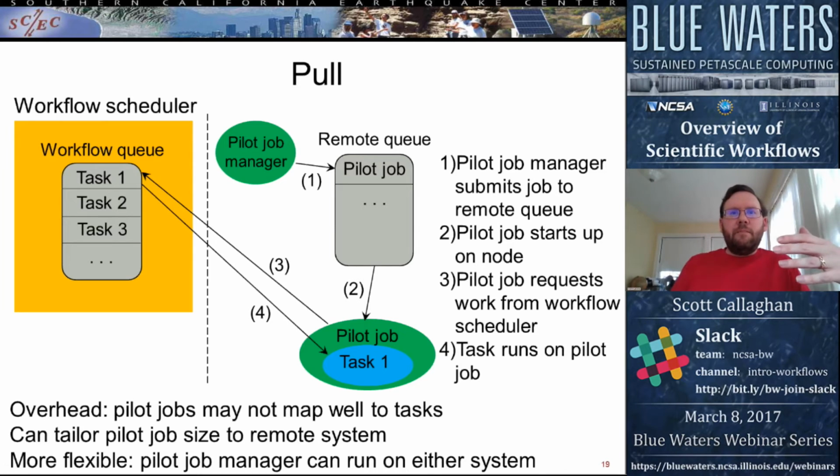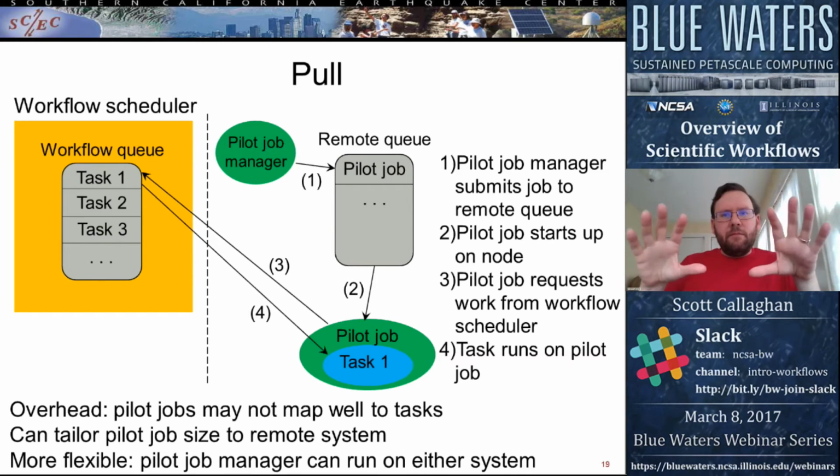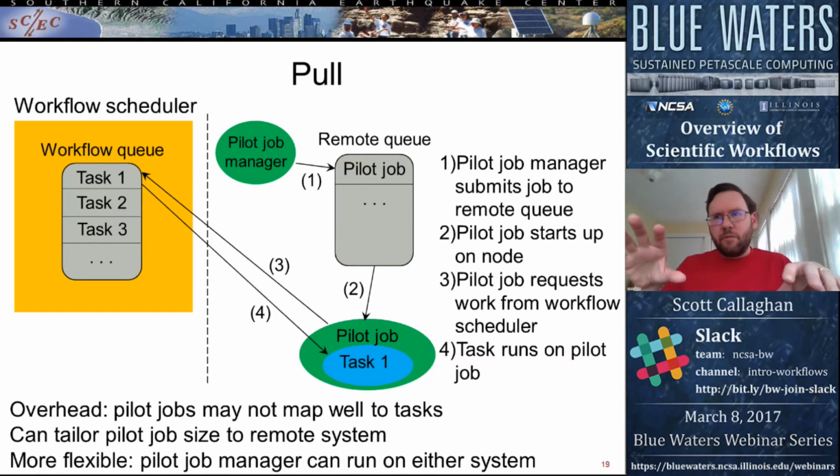For example, I've run on Blue Waters and Titan. Titan is one of the machines at Oak Ridge. It's a DOE machine, and so they have tighter security limits. And so for Blue Waters, we ran using the push approach, and on Titan, we ran using the pull approach.